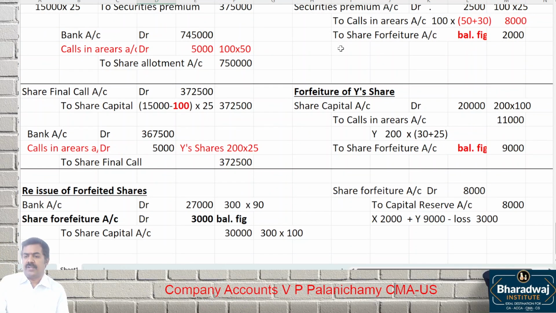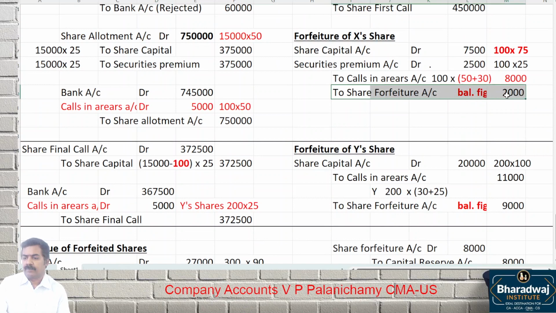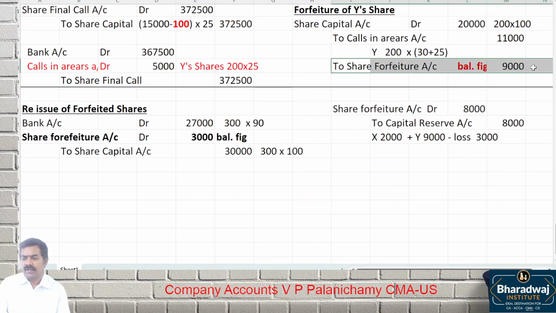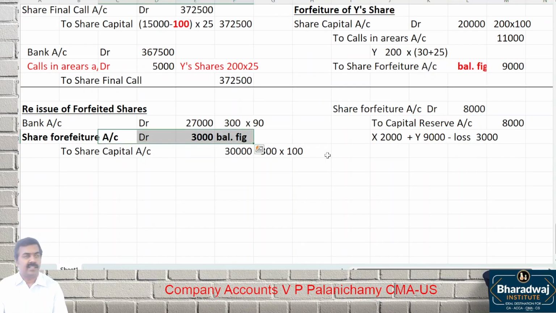Once again, forfeiture account of X பாருங்களேன். X எவ்வளவு இருக்கு? 2,000. Y எவ்வளவு இருக்கு? 9,000. இங்க loss எவ்வளவு? 3,000. Net gain will be transferred to which account? Capital reserve.